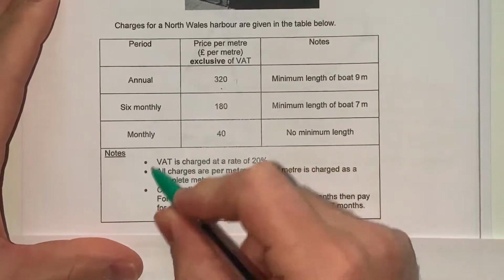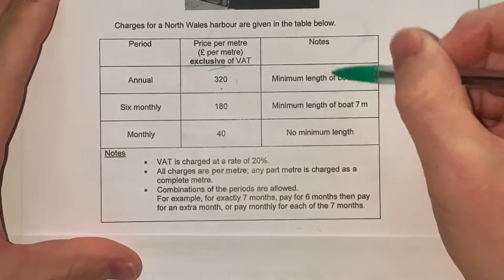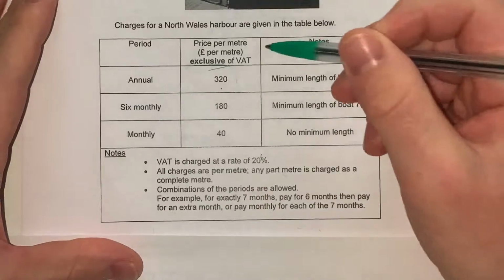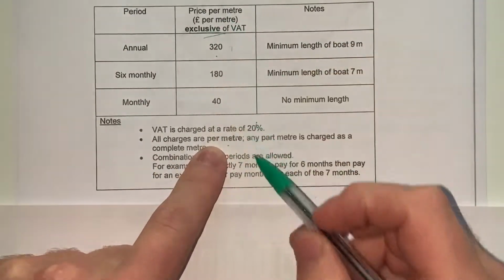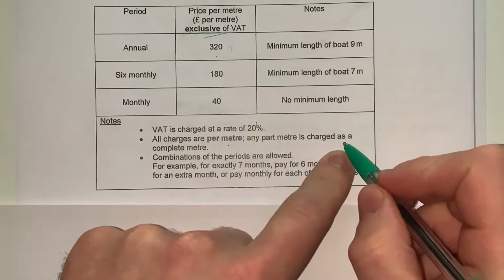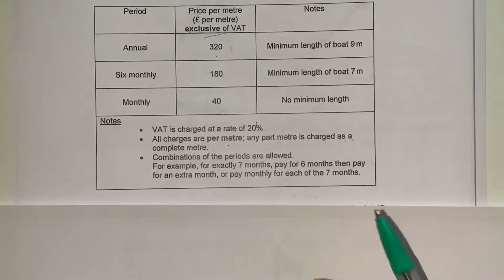20% is added on top for VAT. It does say exclusive. That means they haven't done it yet. So you'd have to work out how much it's going to cost first, then add the 20% on. All charges are for per meter, which is what I explained about this bit. But any part meter is charged as a complete meter. So if it's slightly over, then you've got to assume it's a full meter.